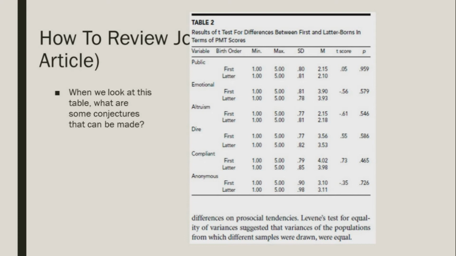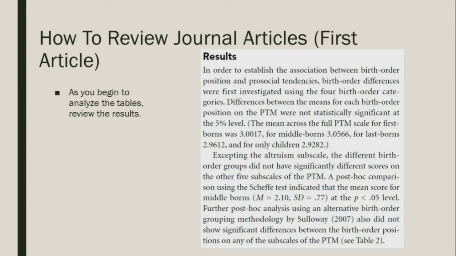This table, Table 2, is a summary of the data. The results section is a presentation of data. It appears that the authors also noted further analysis here. However, the original data did not show a significant difference between birth order and scores on the prosocial tendency measure.